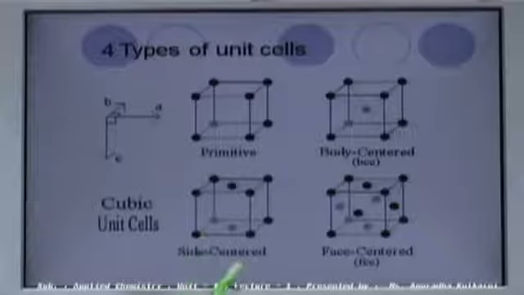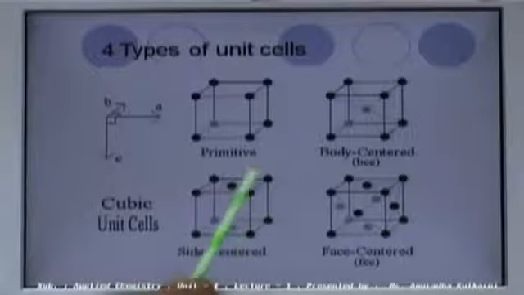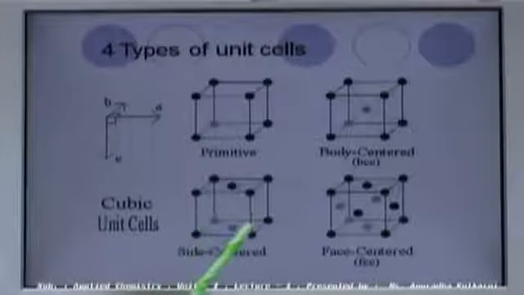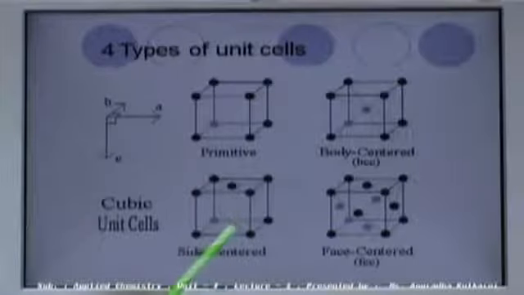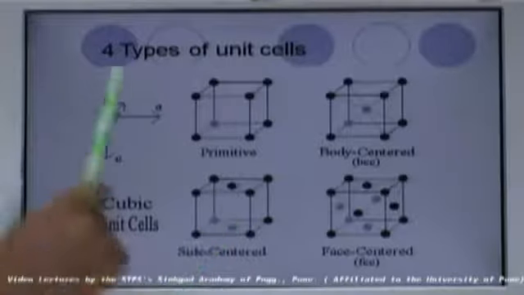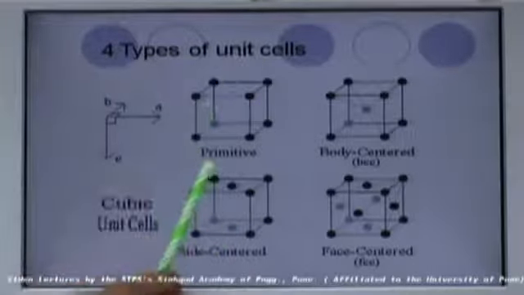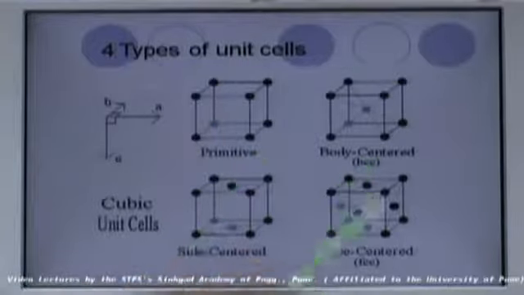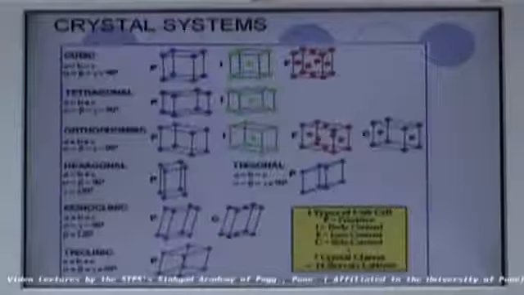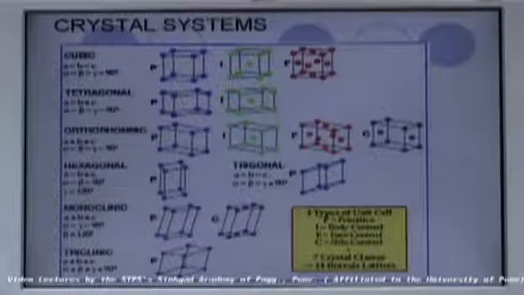Then side centered, lattice points are situated at 8 corners. In addition to that, 2 lattice points are situated at the center of opposite faces. So there are 4 types of unit cells: primitive, body centered, face centered and side centered. Then next part, that is crystal systems.